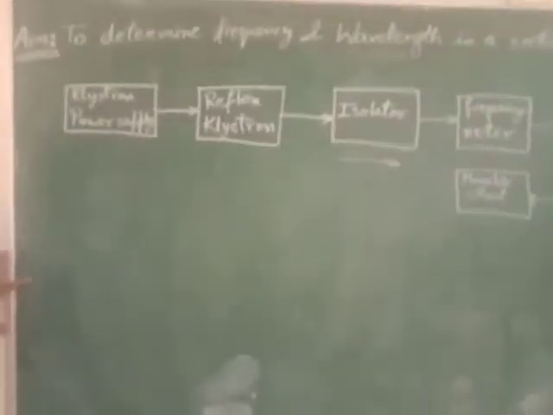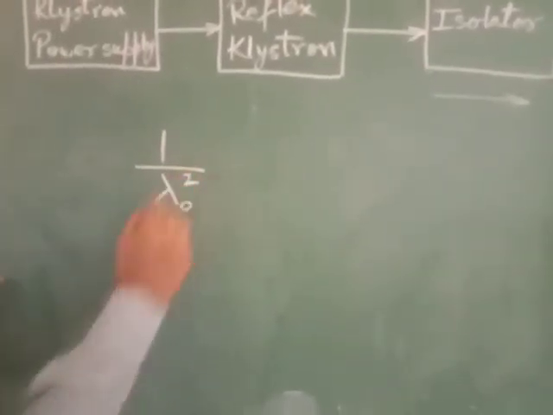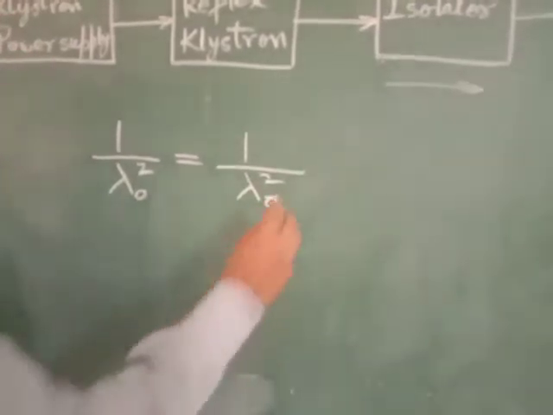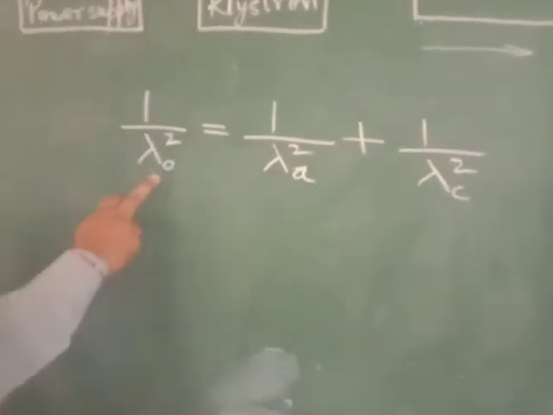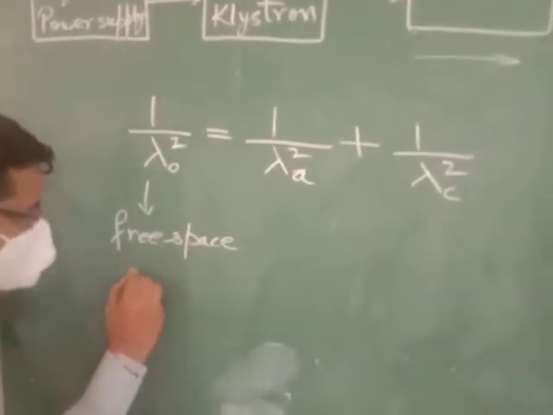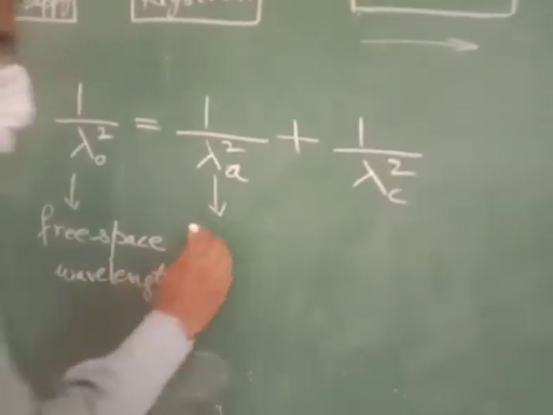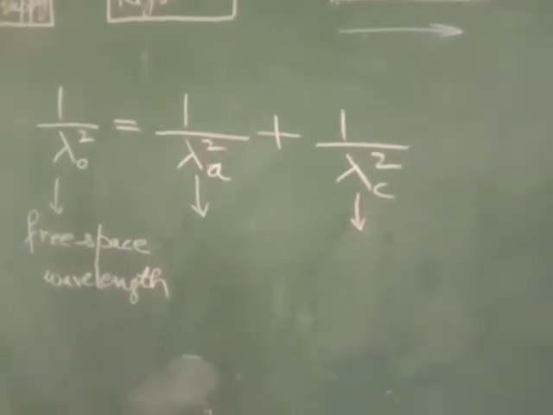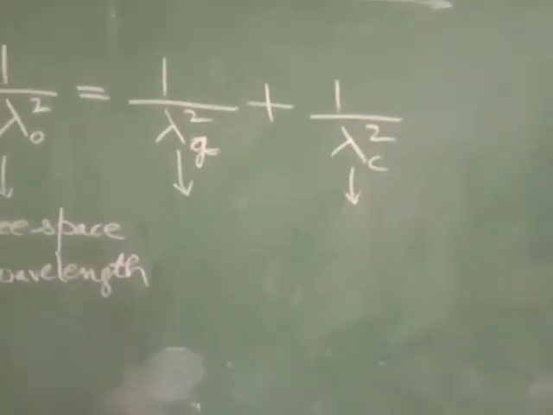To calculate the wavelength of the signal that is passing through the waveguide, we have the formula 1 by lambda naught square is equal to 1 by lambda g square plus 1 by lambda c square, where lambda naught is the free space wavelength, lambda c is the cutoff wavelength, and lambda g is the guide wavelength.